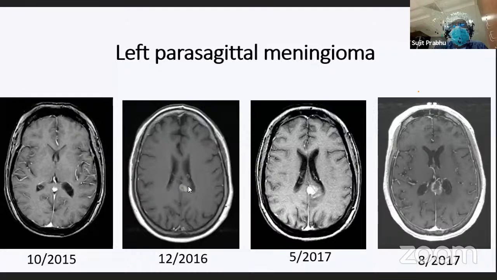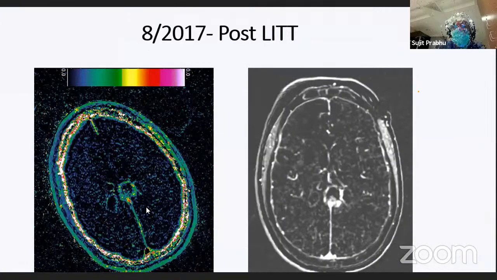This was a staged treatment. I believe she had 3 to 5 courses of focal radiation, and unfortunately developed this area of necrosis on her scans in August of 2017. We then treated her focally with laser interstitial thermal therapy. We took a left parietal approach.